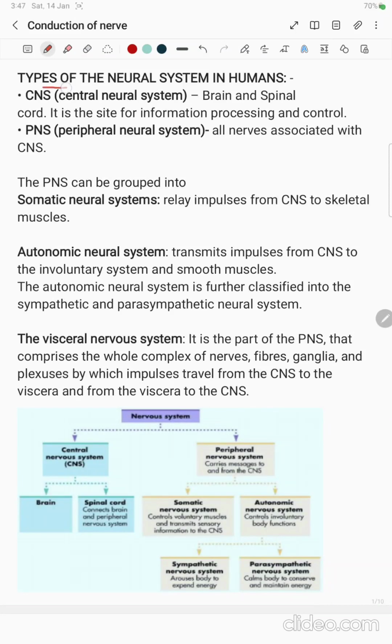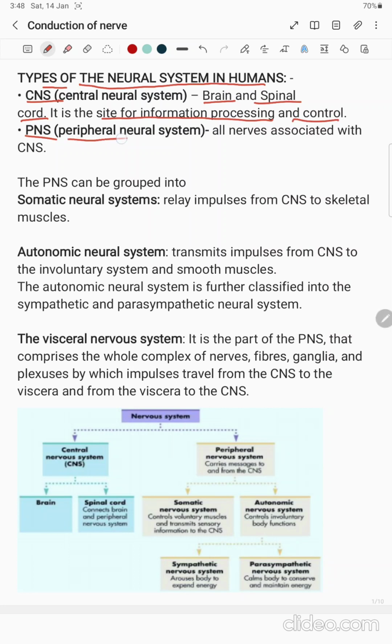In this video, we are going to discuss the types of neural system in humans. Now, there are two types of neural system: one is the central nervous system and the other is the peripheral nervous system. About the central nervous system, you all know that the brain and spinal cord comprise the central nervous system. What is its important function? It is the site for information processing and control. Only with the help of the central nervous system can we control our involuntary as well as voluntary activities.